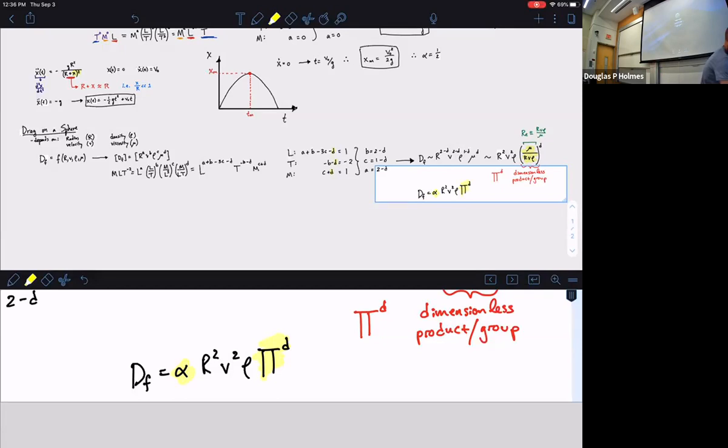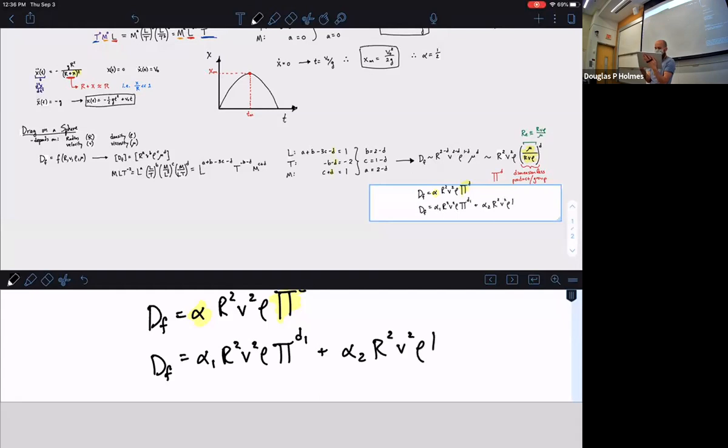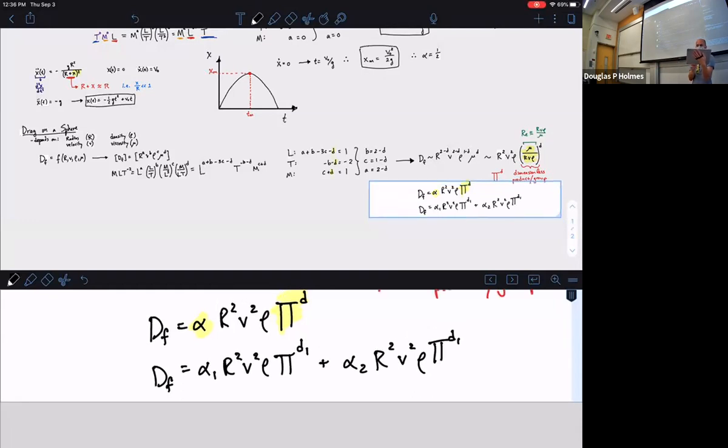What I mean by that is, while this is a solution, another solution is something like this. We can also write alpha 1 times r squared v squared rho pi d1, where that's some exponent. And then we could also add to that another one. There's no reason why this isn't also a valid solution. We didn't change anything. All we've used so far are dimensions to solve this problem. So if the top one is valid, the bottom one's also valid, because the dimensions on the right-hand side all add up to the same dimensions on the left-hand side, so you can keep adding them.